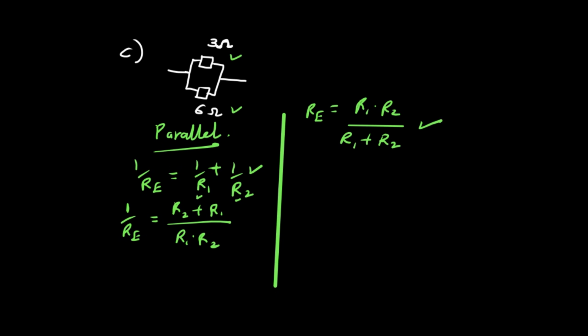So you just say R effective for this whole circuit is 3 times 6 divided by 3 plus 6. And the answer for R effective, when you key that into the calculator, is 2 ohms. You can also use the other equation, and you'll find that the answer is still 2 ohms. Let's move to the next question.